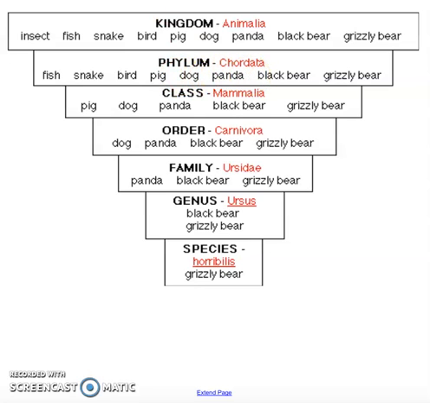Now you notice which organisms were eliminated. Insect was eliminated. And then we're going to move it down, so we're going to narrow our search, if you will, even smaller. All right, so class means, is it a mammal or not? Or is it a reptile? So we're looking at the grizzly bear, it's a mammal. That means we're going to eliminate fish and snake and bird.